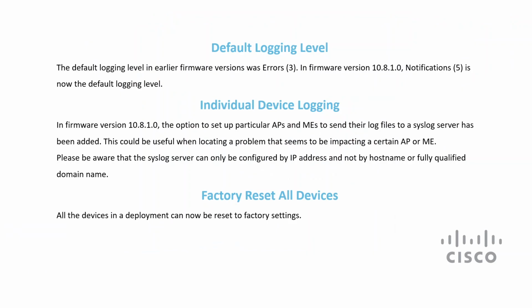A new feature that has been added for troubleshooting is individual device logging. You can now set up specific access points, APs, and mesh extenders, MEs, to send their log files to a syslog server. This can be useful when locating a problem that seems to be impacting a certain AP or ME. It's important to note that the syslog server can only be configured by the IP address and not by hostname or fully qualified domain name.